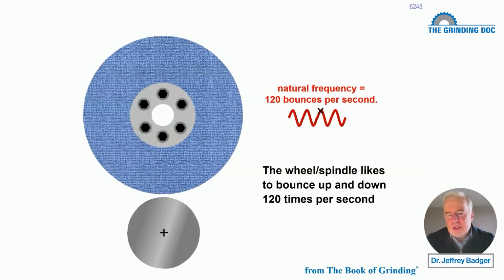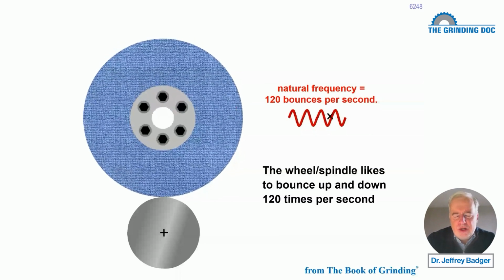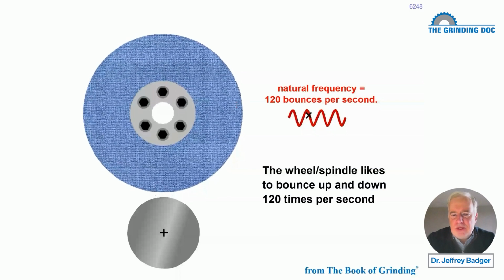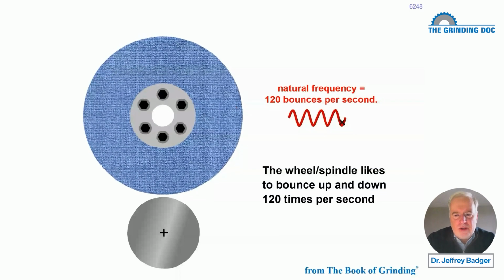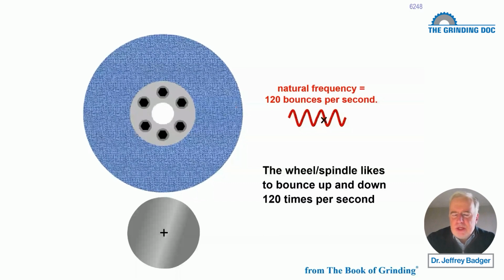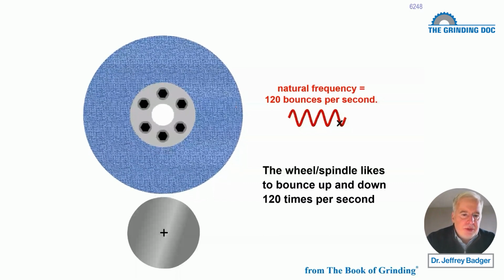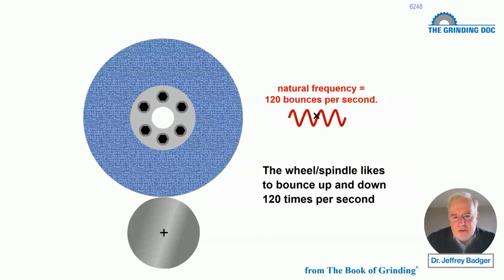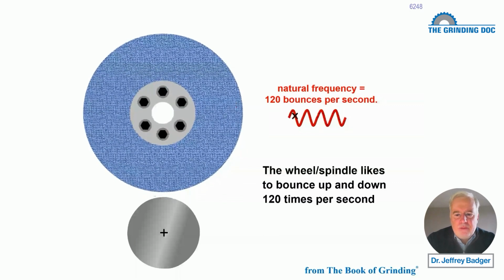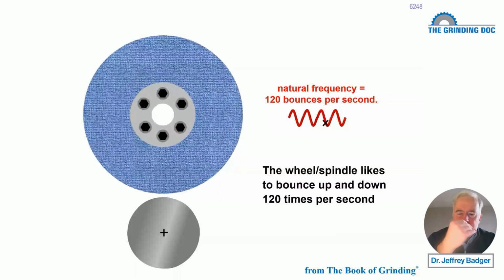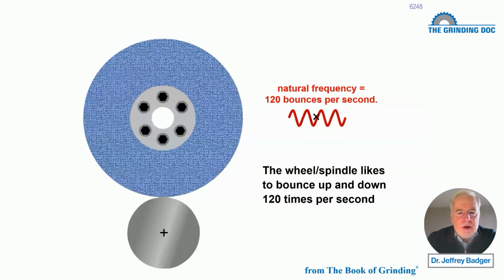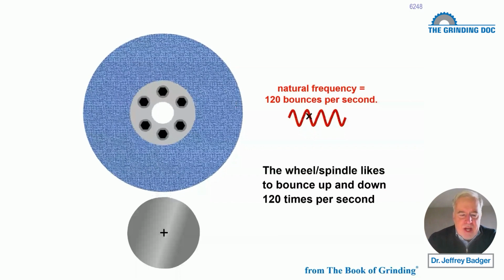And if you want a number, let's go with 120 bounces per second or 120 hertz. That means that that spindle likes to bounce up and down at 120 bounces a second. That could be a typical frequency for a very unstiff ID grinding wheel. More typical in cylindrical OD would be 500 hertz or 500 bounces a second. We went for 120 here just because it simplifies the graphics. But what it means is that that wheel likes to bounce up and down 120 bounces per second. That is its natural frequency.